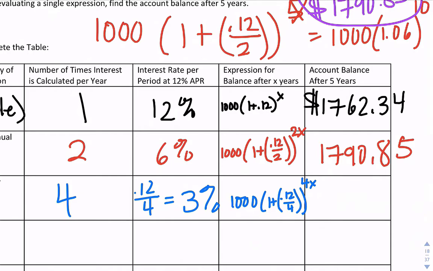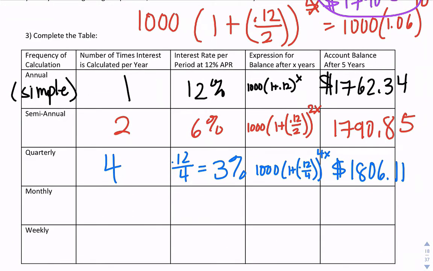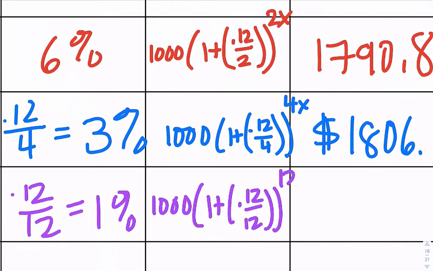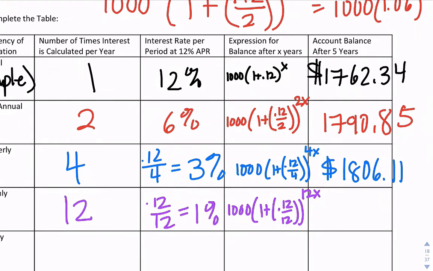4 times 5 is 20. Okay, so that's even more at 1806.11. All right, so we're going to do this for monthly and weekly as well. So monthly, 12 months in a year. So you have 0.12 divided by 12, which is 1% every time. So this will be 1,000 times 1 plus 0.12 divided by 12. And it's 12 times per year, so we'll calculate that.